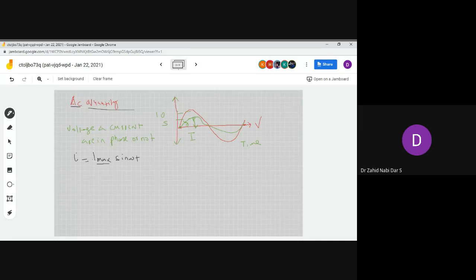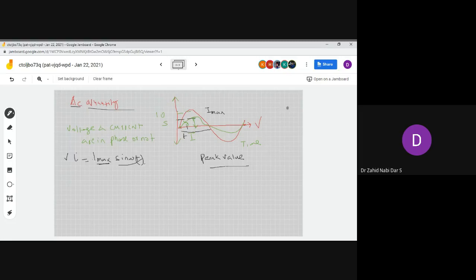So this I max value is this value. This is my I max over here. And this sine omega t is varying with respect to this, and this is my t. So at any instant, I can find the value of I. That's why so many concepts came, like the peak value concept. Why is the peak value concept not there in DC?